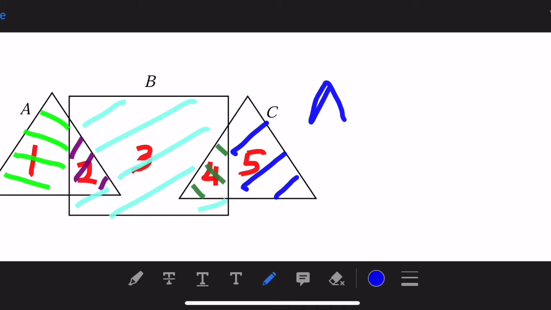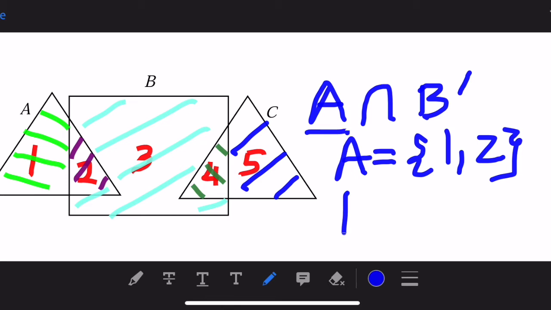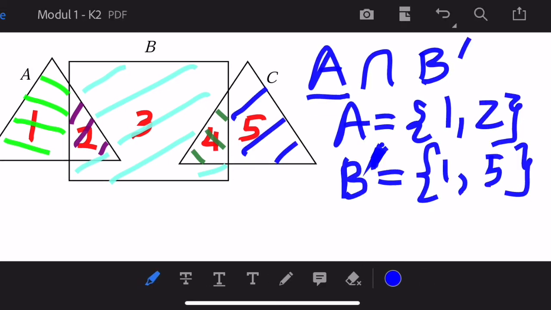So the question is asking you A intersect B complement. So we will list out A. We have 1, 2, right? Okay. Then B prime, we have all the elements outside of B. That means we can only take 1 and 5, because 2, 3, 4 is inside B. So B prime means don't take in the elements of B.